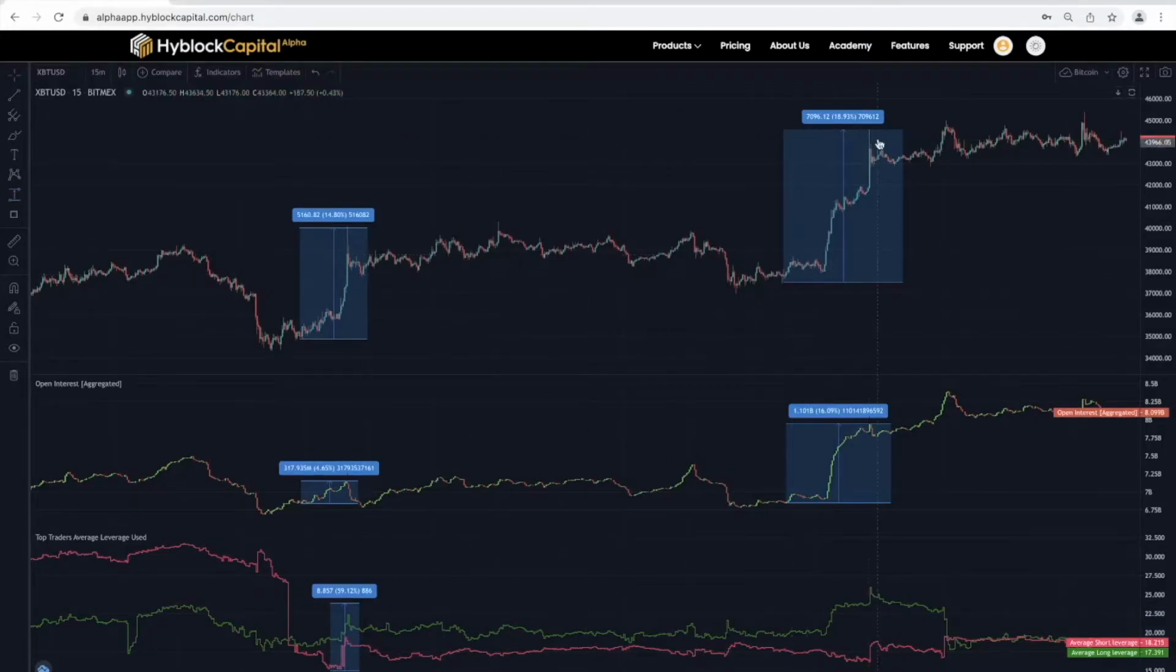However, during the spike on February 28th, we can see a significant increase in long leverage, but not much of a change in short leverage.